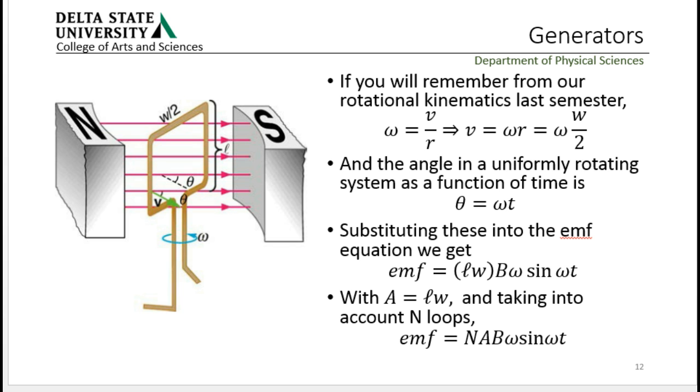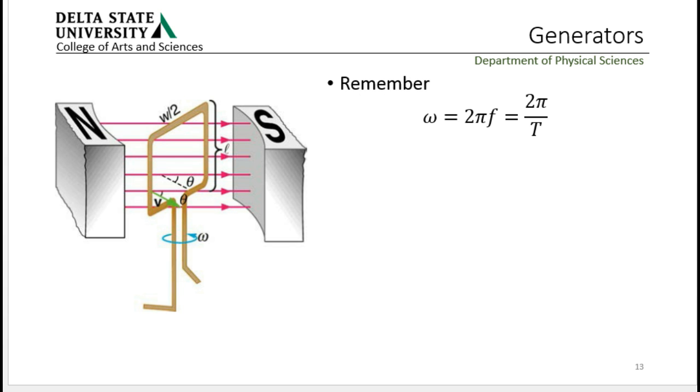Well, the length times the width is just the area, so the EMF for N loops is NAB omega sine omega t. This is the instantaneous EMF that occurs as you rotate through. You also remember from our rotational kinematics, omega equals 2 pi f, or 2 pi times the frequency, or 2 pi divided by the period.